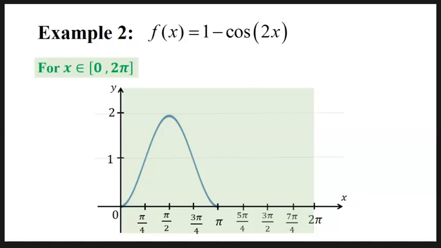Next, we are going to have this one cycle continue to extend accordingly, and have the graph look something like this. So this is how we sketch the graph for the case of 0 to 2 pi as the domain.